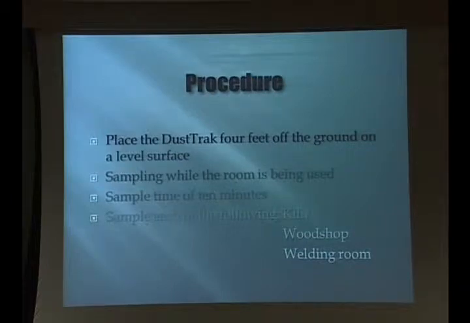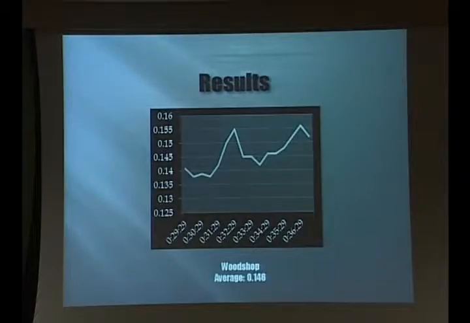For our procedure, we placed the DustTrak about 4 feet off the ground on a level surface, and we sampled while the rooms were being used, with a sample time of 10 minutes for each room. We sampled the kiln room, our wood shop, and our welding room. These are graphs. This is the result for the wood shop. Anytime there's a spike, that's probably when something was being cut or worked with, which caused sawdust in the air. The average was 0.146.